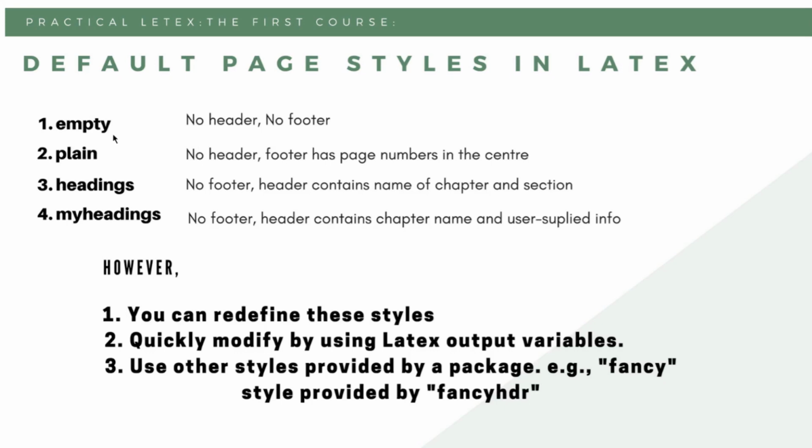So if we use empty page style in a document, this page will not have any header and no footer. And if we use plain page style, there will not be any header, but there will be a footer, and the page number will be at the center of the footer. So probably you all know that if this is a page, this is for example our text area inside this page. So this part here is called header and this part here is called footer. So in plain style we have only the page number at the bottom in the middle here.